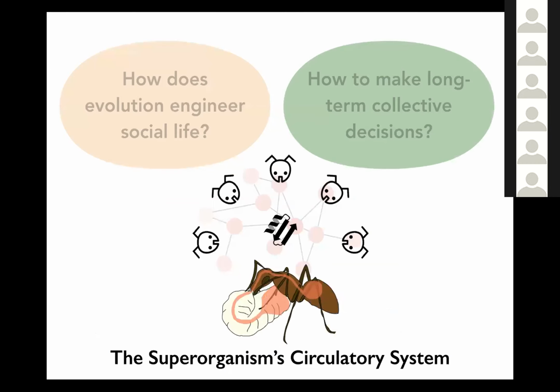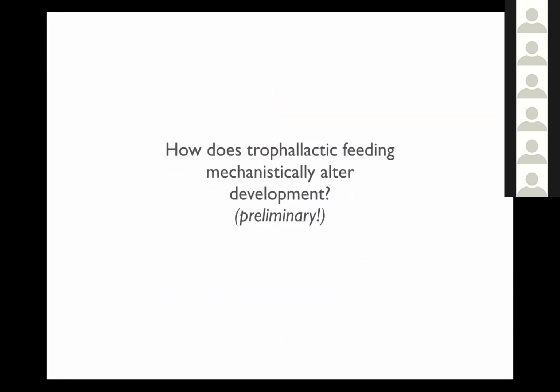So this is bringing together these two nice big questions, how to make long-term collective decisions and how to engineer social life. And it's doing this with this superorganism's circulatory system. And now, because I haven't heard anything about being at the end of my time, I'm going to tell you a little more about how trophallactic feeding can mechanistically alter development.